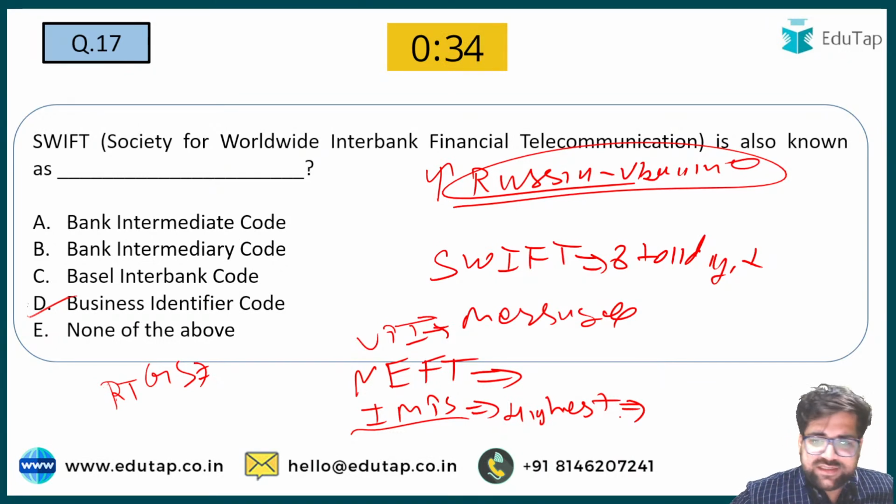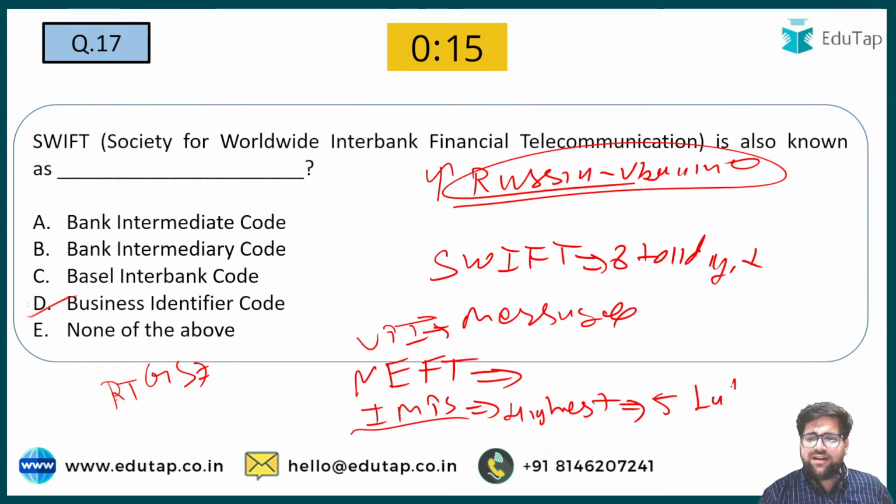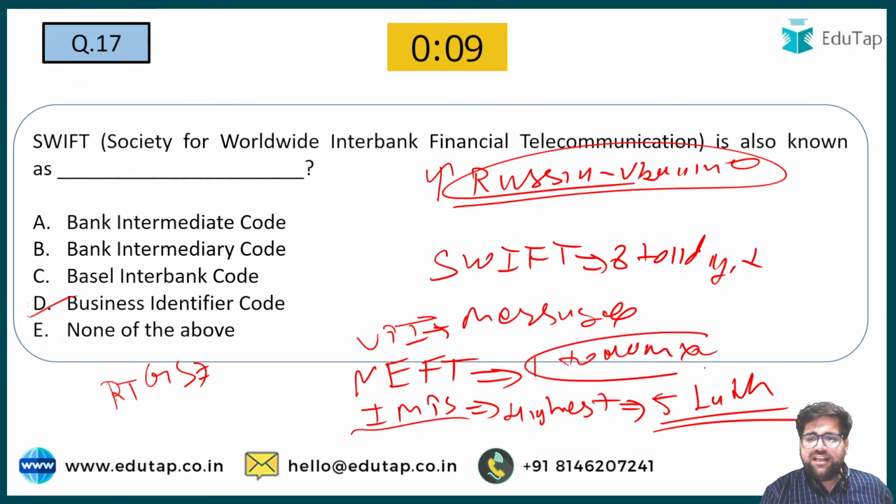8 to 11 digits, yes, we have discussed that, the Business Identifier Code. Can someone let me know the highest limit for IMPS? Yes, the current limit is 5 lakh for IMPS. For NEFT there is no maximum, I think.